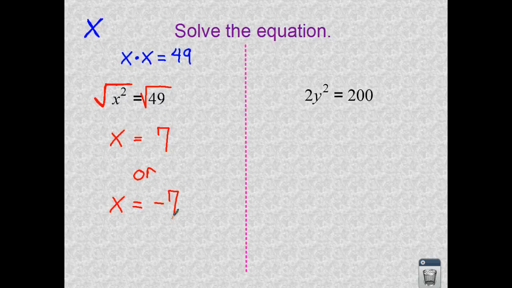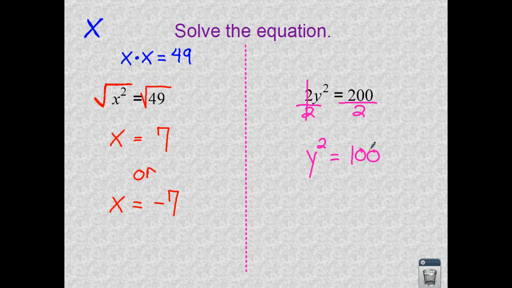All right, the next one, we have a coefficient that is not a 1. And we have learned in solving equations to get rid of this coefficient that is touching the variable. We do the opposite of that operation. Well, this is multiplying right here, and the opposite of multiplying is dividing. So we would divide both sides by 2. All right, the 2's will cancel, and you're left with y squared being equal to 100.